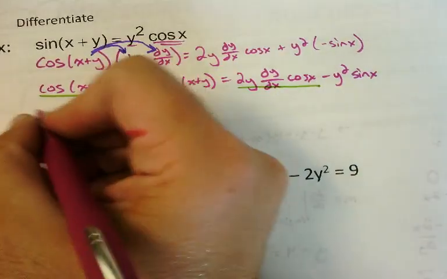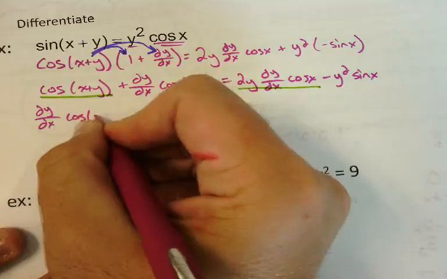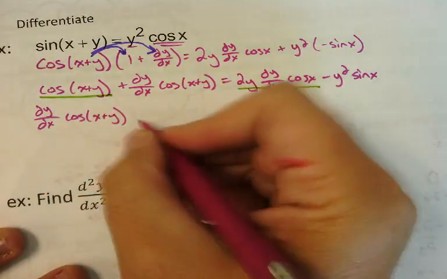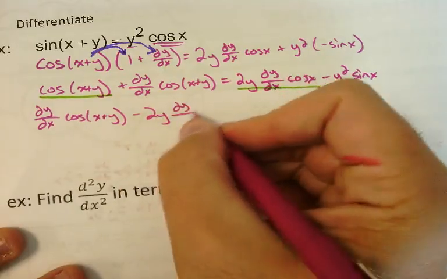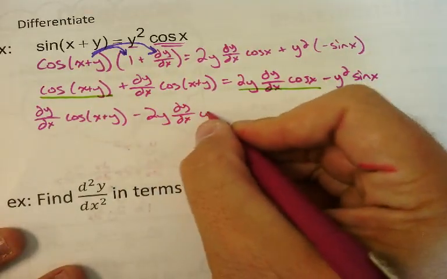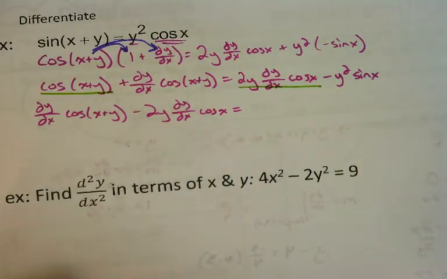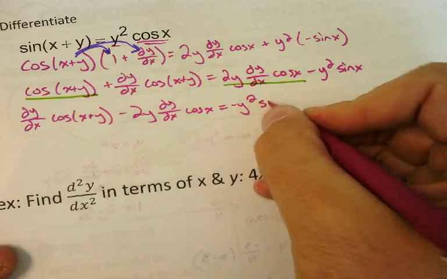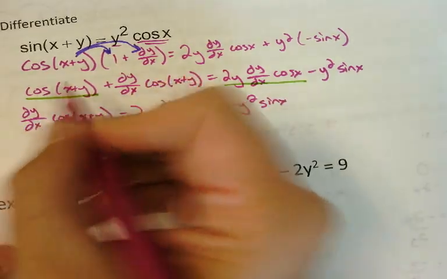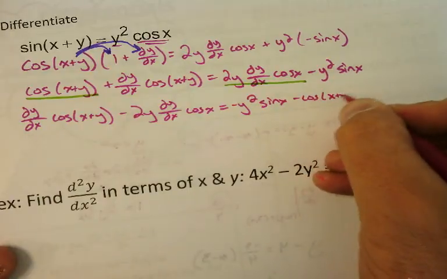So the left hand side is going to be dy over dx cosine of x plus y minus the green on the right hand side. So it's 2y dy over dx cosine x equals, on the right hand side I still have negative y squared sine x, and then I'm subtracting over this cosine over here to get minus cosine x plus y.